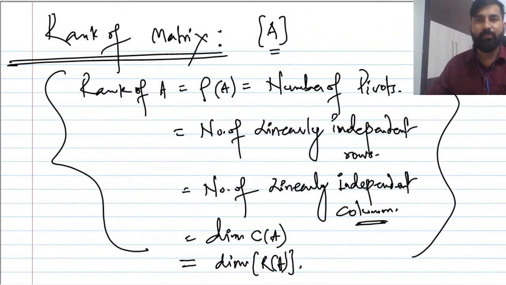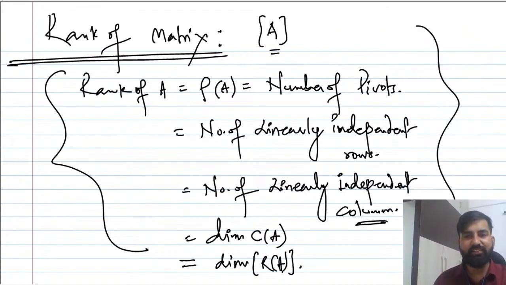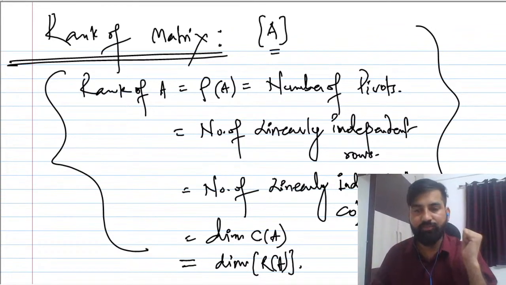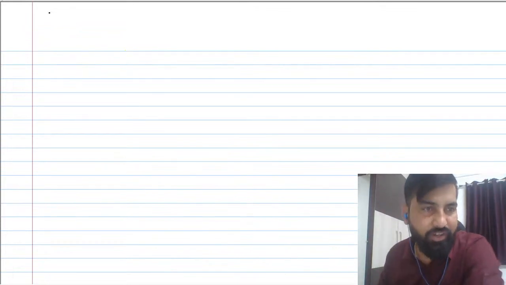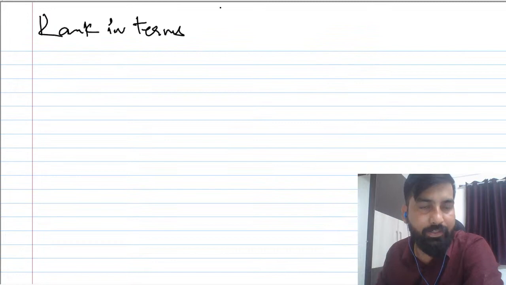Okay, let's move ahead. You can see this, I think it was not visible. So the number of linearly independent columns, the dimension of the column space, and so on. The rank of the matrix can also be determined with the help of rank in terms of determinant. So what is the meaning of rank in terms of determinant? You can always find the rank in terms of determinant.